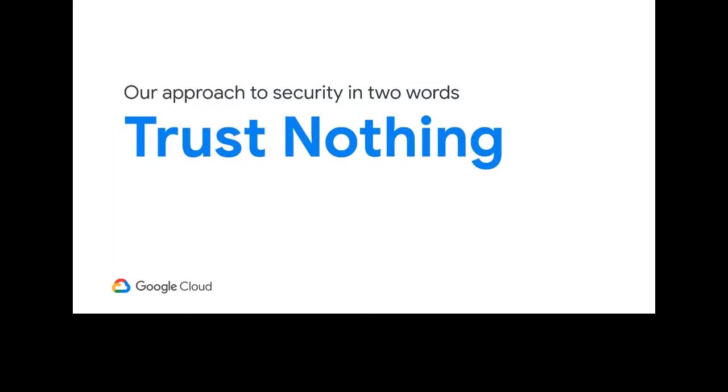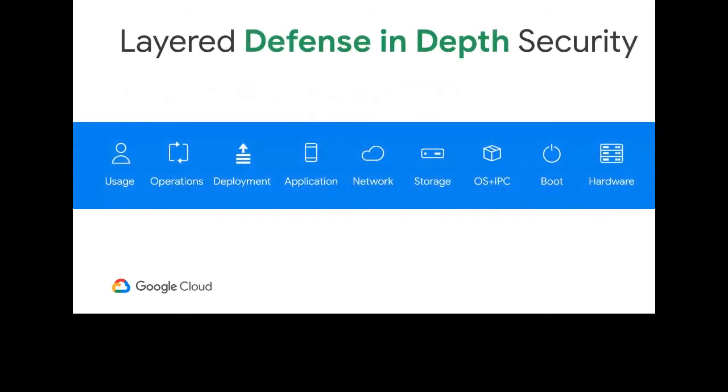So our approach to security is in two words: trust nothing, right? So that means that customers are going to upload data on Google infrastructure, it's there, but it's theirs. We are not going to touch it. As you can see, at each level, we provide security, and it's called layered defense, in-depth security.